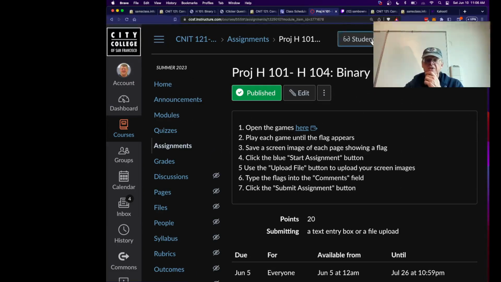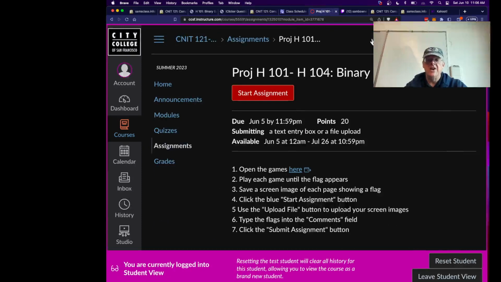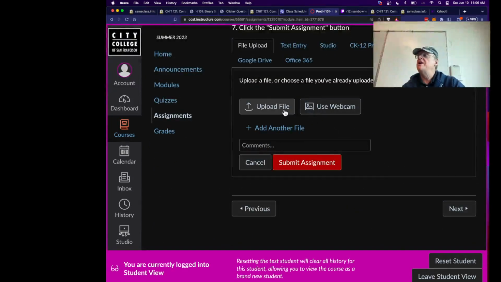Let's try student view. There, now I see it there. And you can start the assignment, and then you'll be able to upload the image you took, and you can put in comments, or you can say the flag was whatever it is. So we look at the flags to see if you got it right, and if anything's wrong, we look at the image to try to help you.